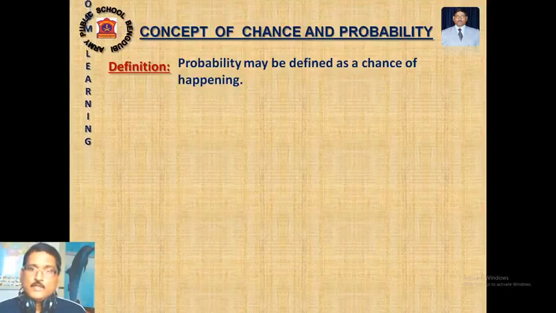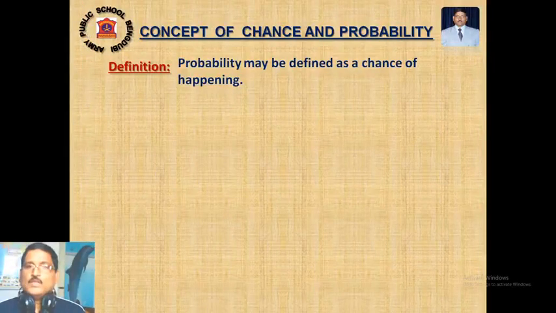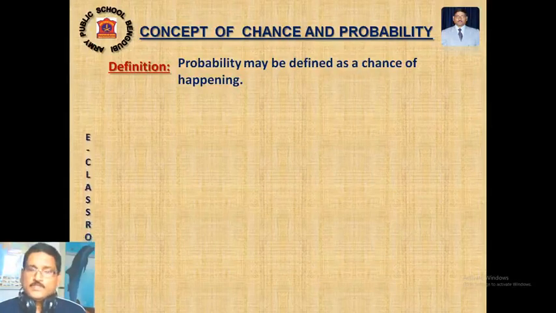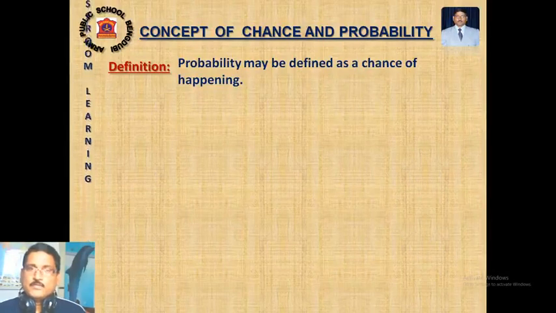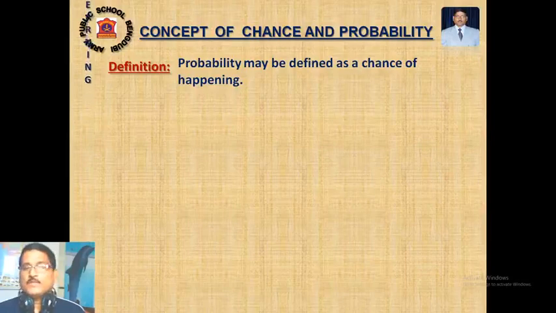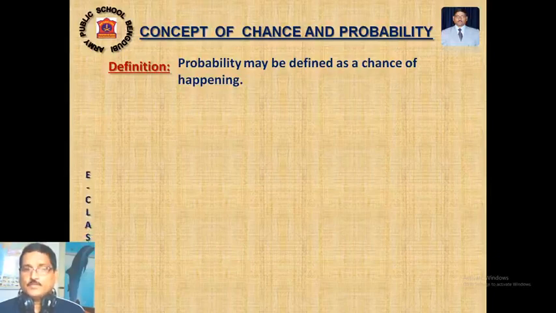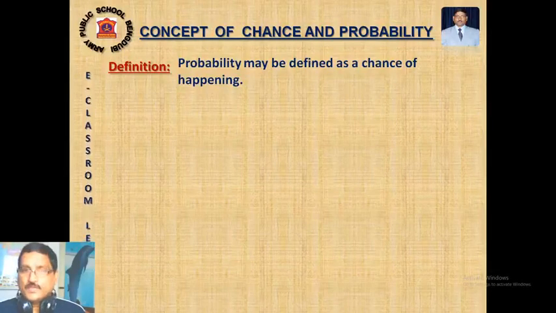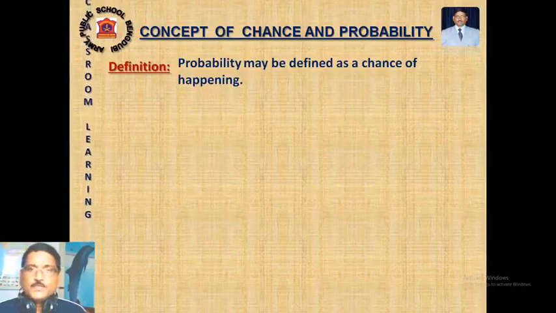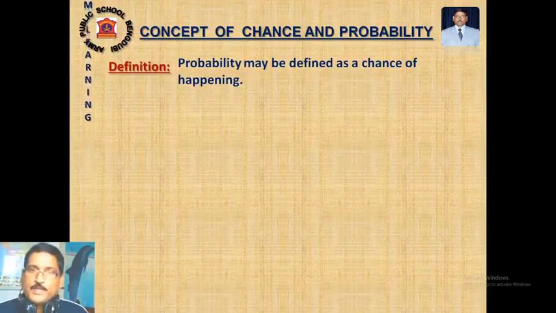Okay, that happening, it may be head, it may be tail, but both are having 50-50 chances. That is called even chance. I will tell you later on also that each part's probability will be 1 by 2, 1 by 2, all the time. Because I'm not sure whether tail will be on the top or head will be on the top, there is a chance that tail may be on the top, or head may be on the top. That is the probability. Probability may be defined as a chance of happening.